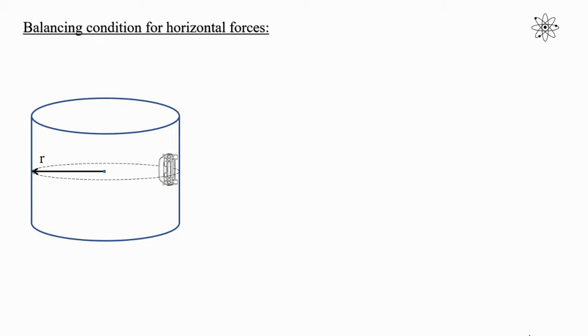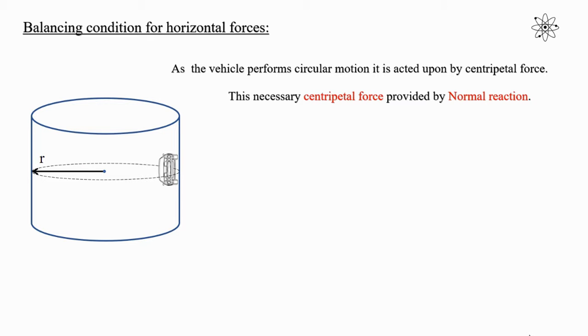Now, the balancing condition for horizontal forces. As the vehicle performs circular motion, it is acted upon by centripetal force. This necessary centripetal force is provided by the normal reaction. This normal reaction is exerted by the wall of the well on the vehicle, so that the vehicle tries to get pulled towards the center of the circle.